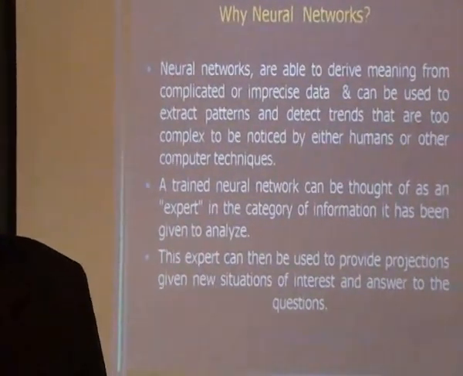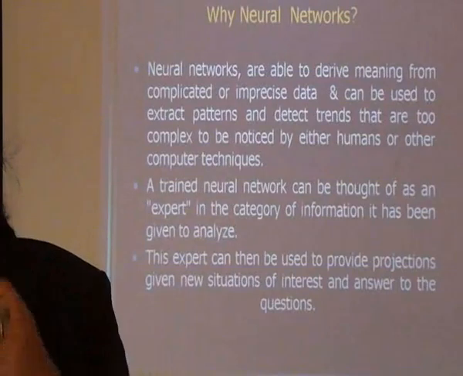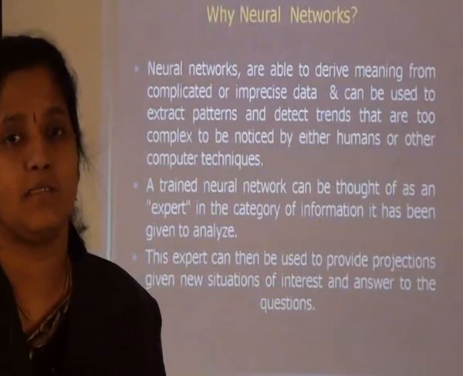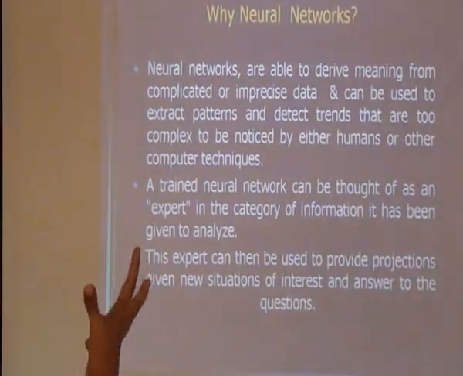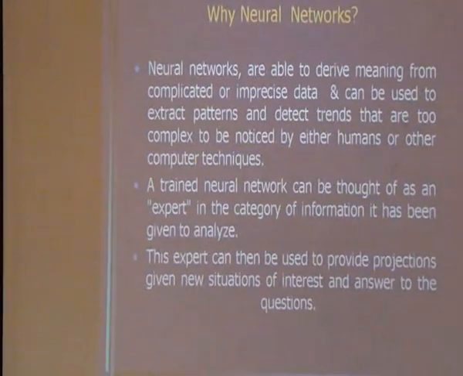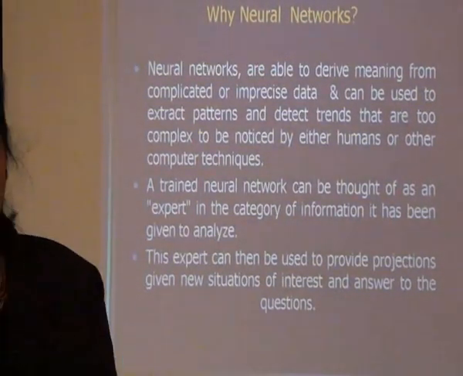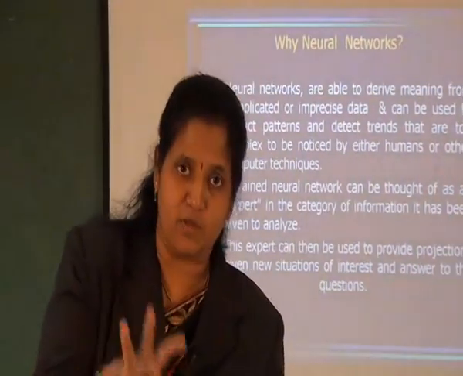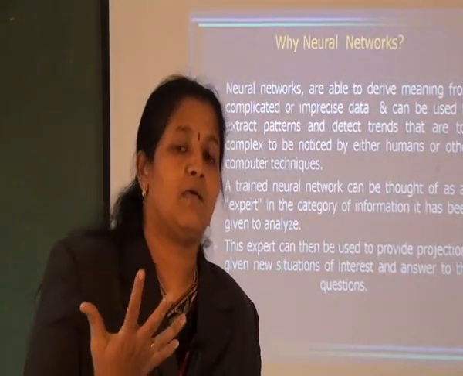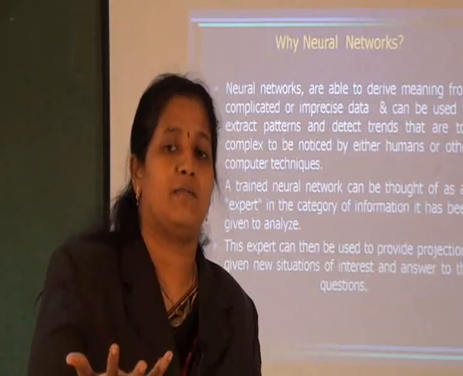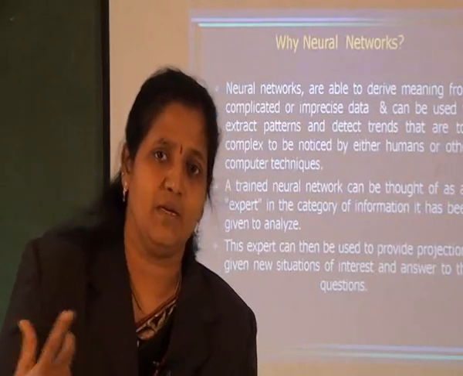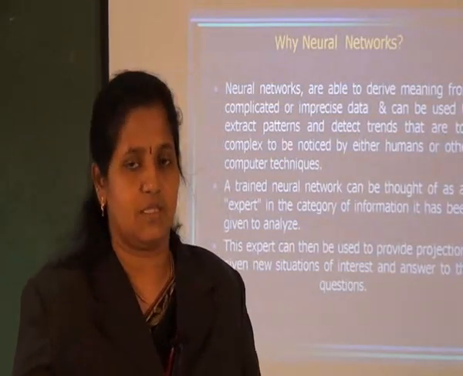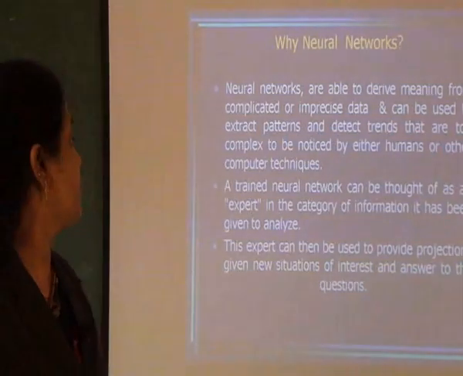Apart from prediction, it is able to derive the meaning from the data. One of the main components of CI is turning the data into knowledge. So from noisy data, this neural network is able to derive the meaning, extract patterns and detect trends that are too complex to be noticed by human beings. Sometimes some patterns can't be identified by human beings even by seeing, but a trained neural network is able to detect a pattern which is not seen by humans.